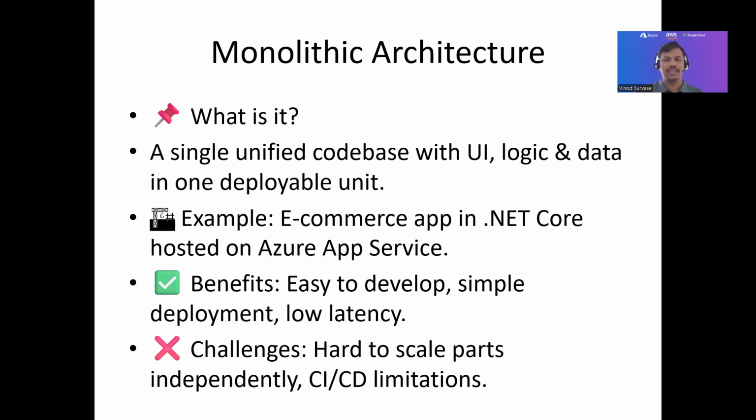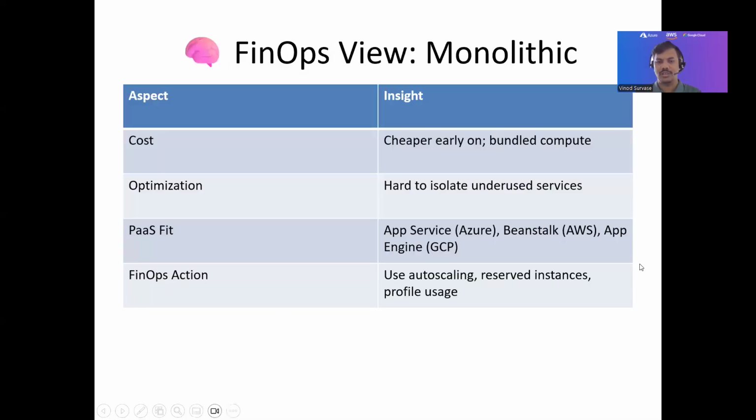Now let's look at the FinOps strategy, how we can map it with monolithic architecture. Here you can see the aspects and insights, including cost optimization, PaaS fit, and FinOps actions. The first one on the cost side is that it is cheaper early on, since everything is bundled together on particular compute instances. We really don't have to spin up many different services and compute power, so that also helps us save cost.